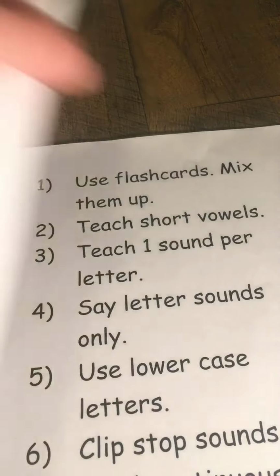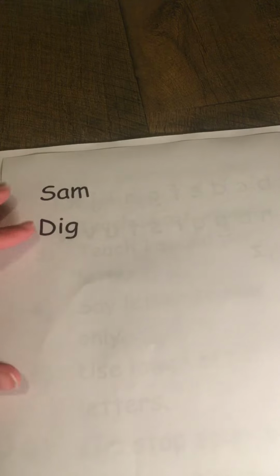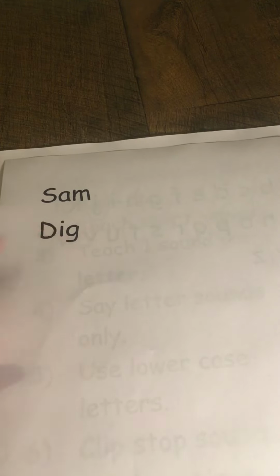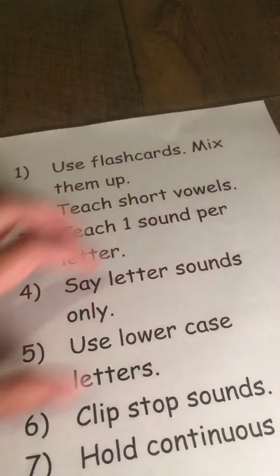So when you're teaching your child or your student letter sounds, you want to make sure that you clip off the uh and that they also clip off the uh. So if the student isn't clipping off that uh at the end and they're saying buh, kuh, duh, that can make decoding really difficult. So when they go to read a word like dig, they might say dug, dug, dug, and that will make decoding dig very difficult. So make sure they clip stop sounds.